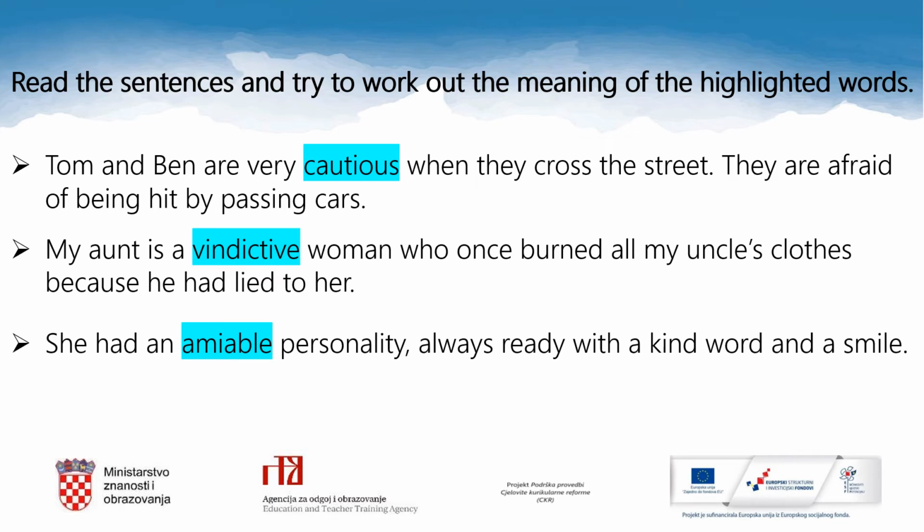Tom and Ben are very cautious when they cross the street. They are afraid of being hit by passing cars. My aunt is a vindictive woman who once burned all my uncle's clothes because he had lied to her. She had an amiable personality, always ready with a kind word and a smile.